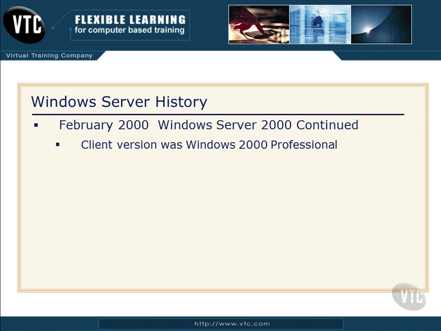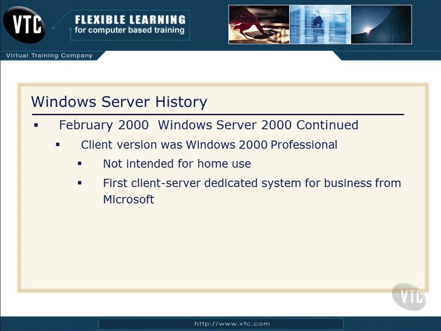Now, with Windows Server 2000, Microsoft also released for the first time a dedicated client version for the server. Now, we think of this as automatic nowadays, right? You had XP, you had Vista and Windows 8, Windows 7 and all that. And those were kind of dedicated to certain server products as the client. This was the first time in February 2000 that this happened. And so we had Windows 2000 Professional. Now, this was not intended for home use. All right. So this was, again, the first client-server dedicated system for business from Microsoft.